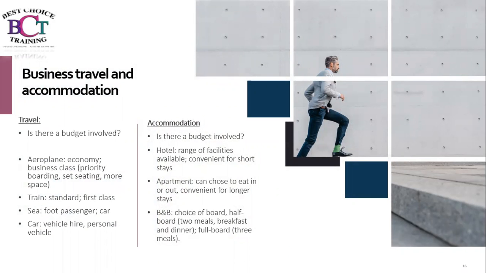So, different types of travel and accommodation. When you think about travel, we need to think about, is there a budget involved? Whether you travel via plane, train or sea, or by a car, make sure that person does have vehicle hire or personal vehicle. If they're traveling by sea, are they traveling with a car? Are they going across on a ferry? Are they just a passenger on their own? If it's train travel, are they going to travel standard or first class? And the same for plane travel.